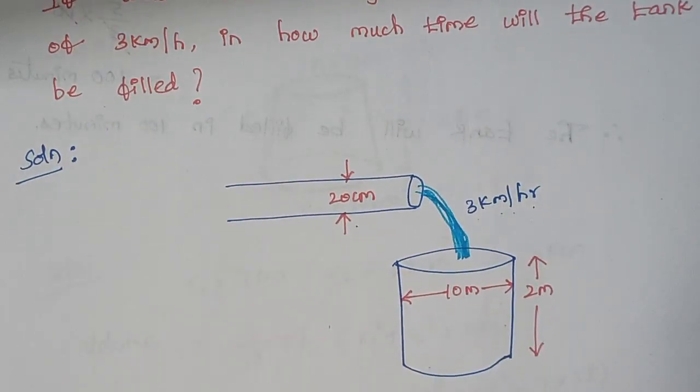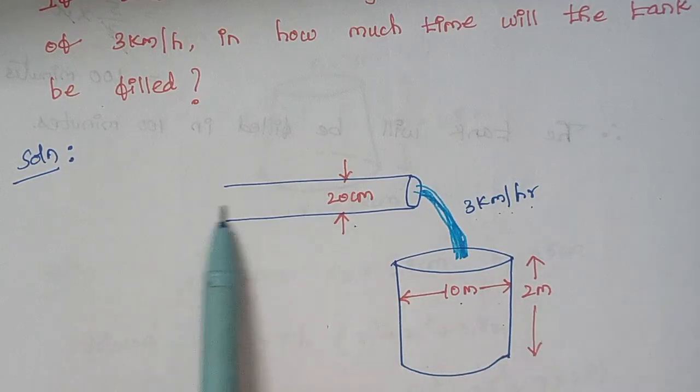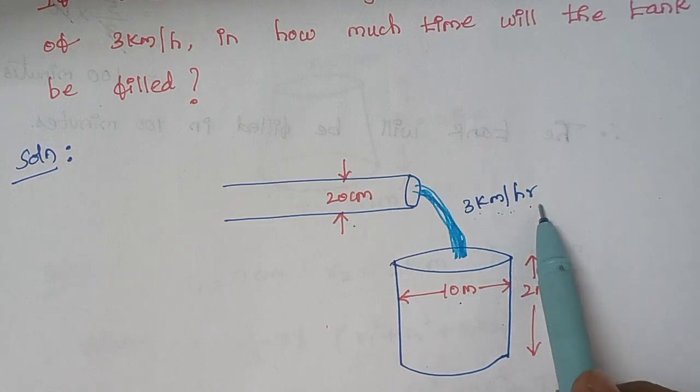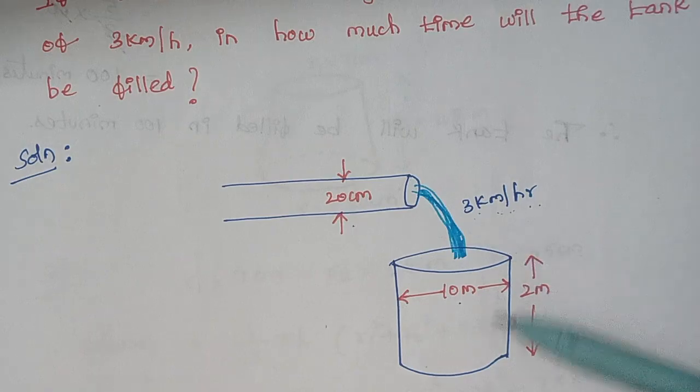Can you understand the question? We have a pipe, we have a cylindrical tank. The water which flows through this pipe is at the rate of 3 km per hour. So here we have to find in how much time the tank will be filled, and the parameters of the tank are given.